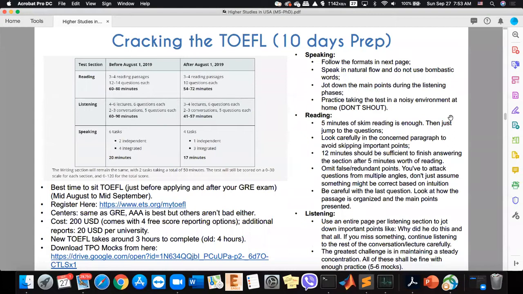And now to go through how to crack the TOEFL a bit. So for the GRE, you can just look at that particular PDF and you can get detailed tips. And for TOEFL, like you can follow all this stuff.